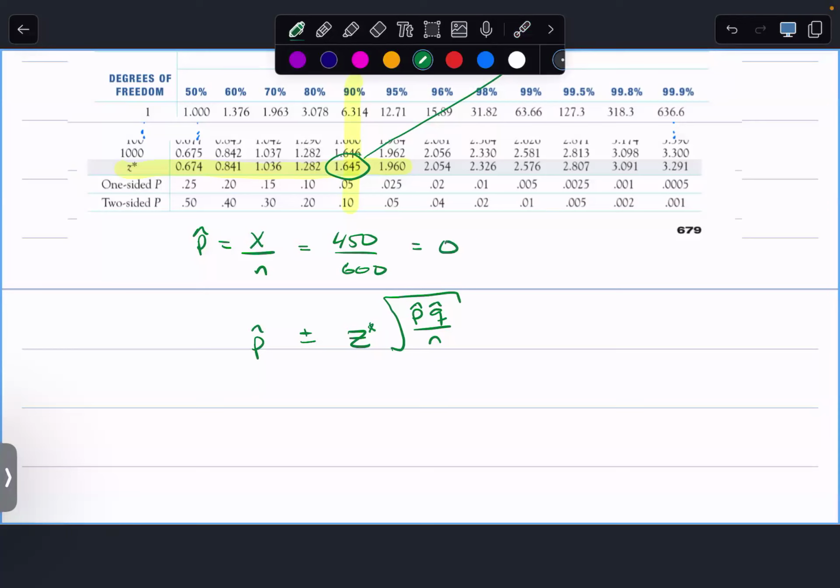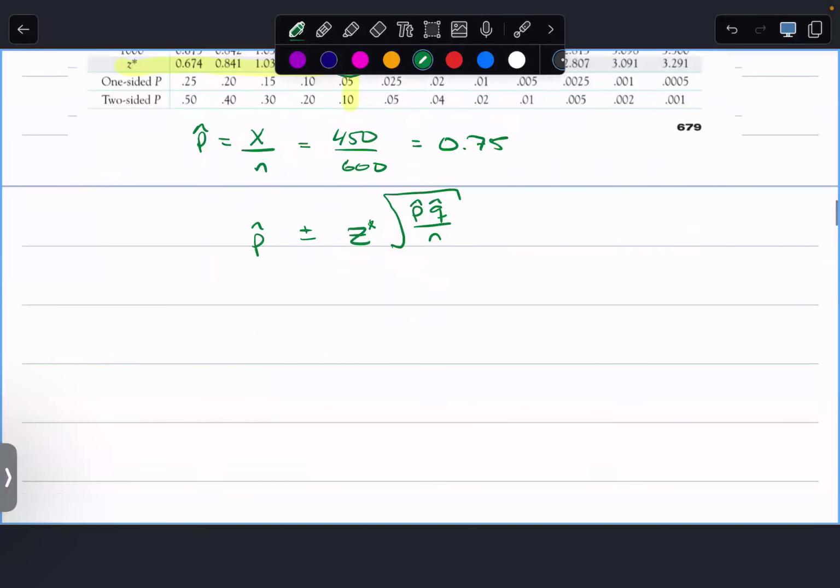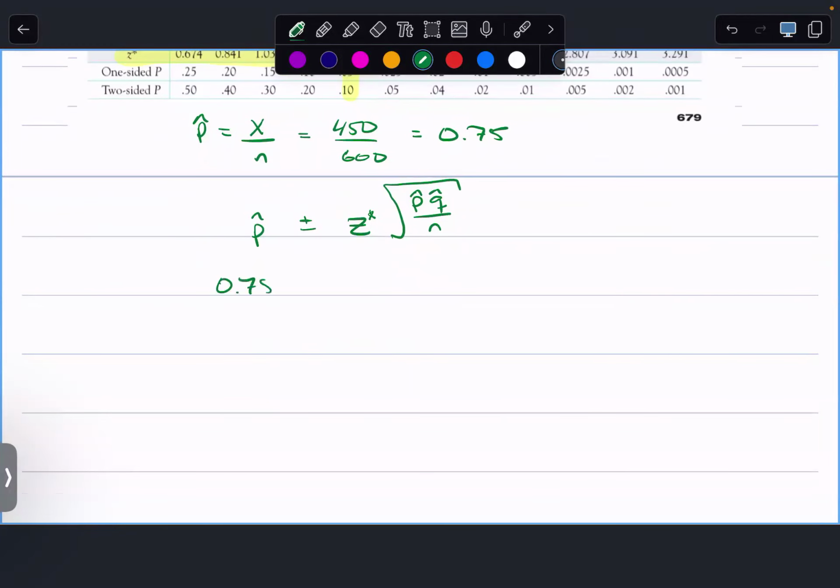But we have a p hat of 0.75. Okay. So 75% of dentists, 75% of those 600, right? All right. So 0.75 is our best guess at what the population proportion is. But remember that graphic, right? It's going to be hovering around the population proportion, but not necessarily at the population proportion.